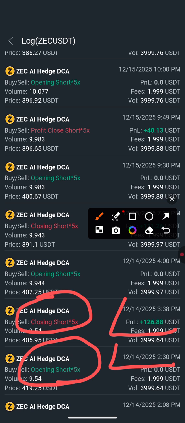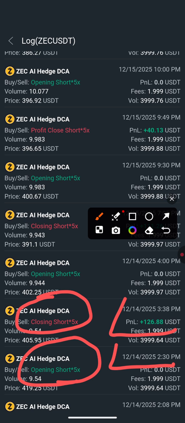Go in, take your profits, leave the market. This will keep on going over and over and over again. This also reduces the risk associated with trading. So you can see, it made very good profits for me, $126 after like an hour later, right?